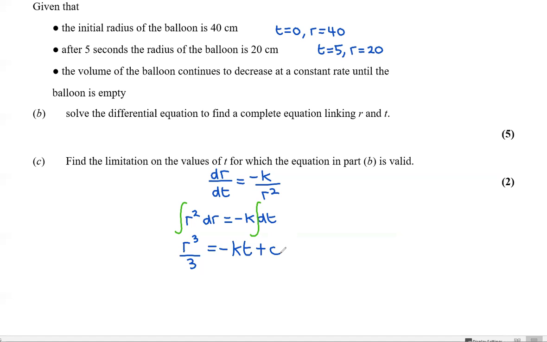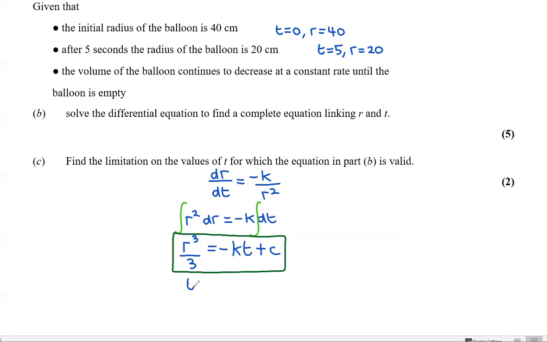Now, we are given these initial conditions. We know that when t equals 0, r equals 40. So I'm just going to make a fuss over this. This is the general solution right here. Okay, so the integration wasn't too bad. Let's sub in the conditions.